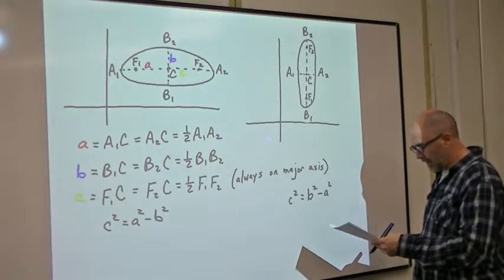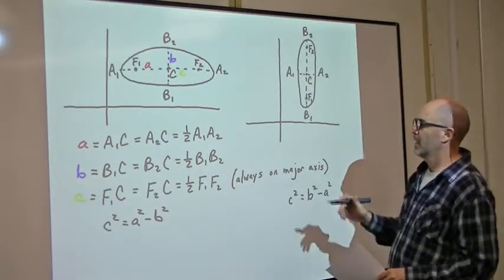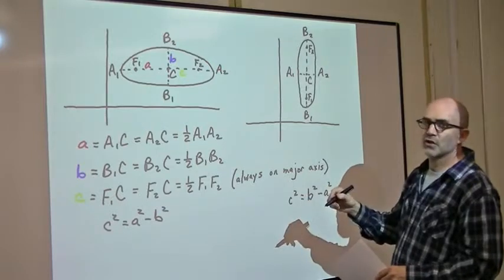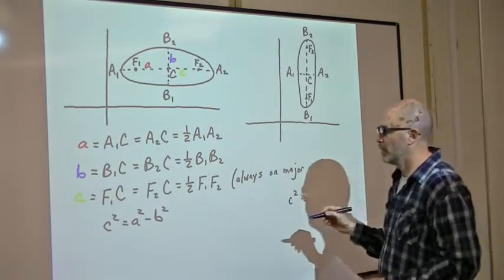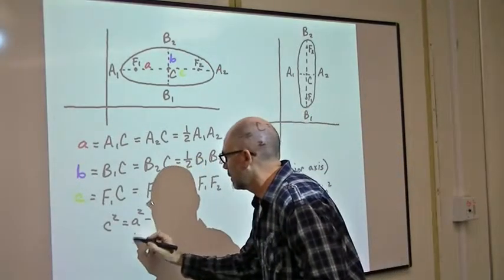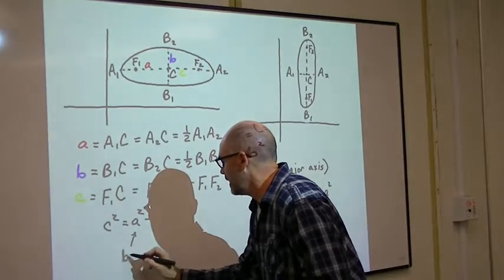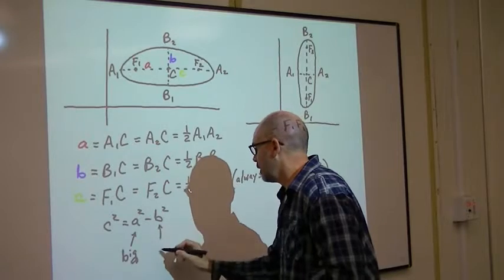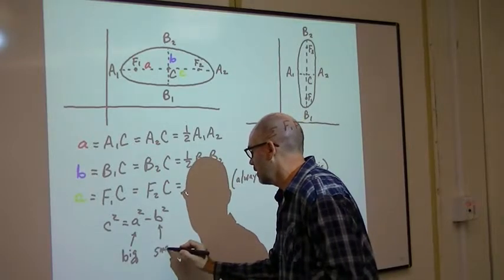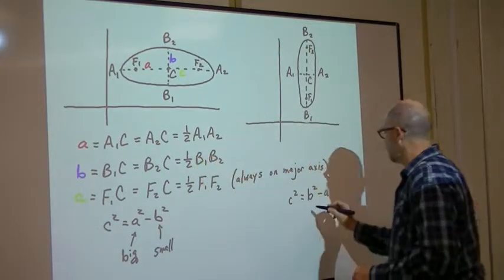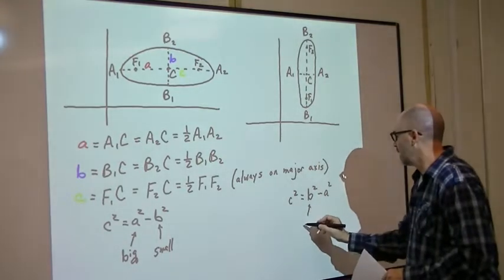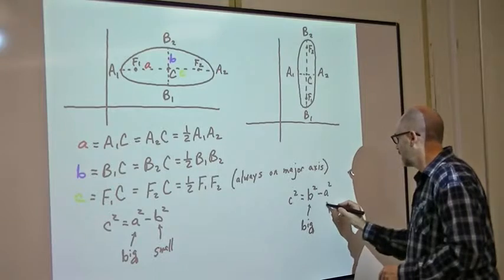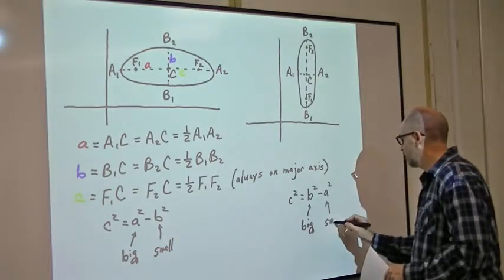Notice that C always equals the major minus the minor, or big minus small. So same thing, we've got big in this case is the B, and small is the A.